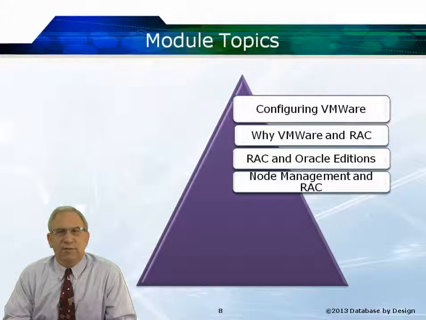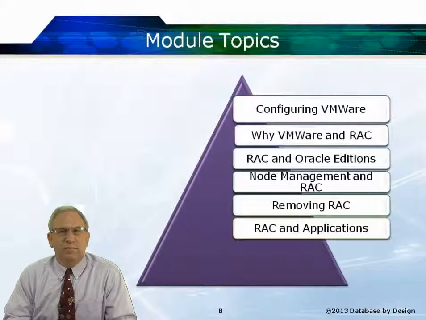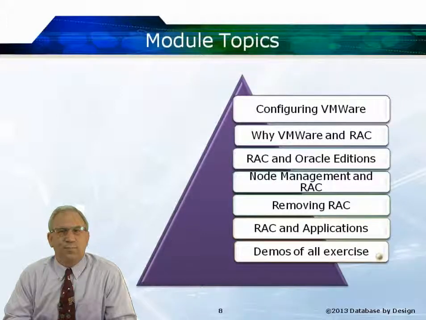We will look at node management, which has to do with adding and removing nodes within the RAC environment, and then specifically removing the cluster software from a node within RAC. We'll talk about RAC and real applications. This would be things like TAF, which is Transparent Application Failover. So in the event that you connect to a specific instance in the RAC environment, and in the middle of that connection, that specific instance goes away or aborts, the RAC environment will automatically fail you over to a surviving instance, and this is totally transparent to your end users. And then we will have demos of all of the exercises as well.